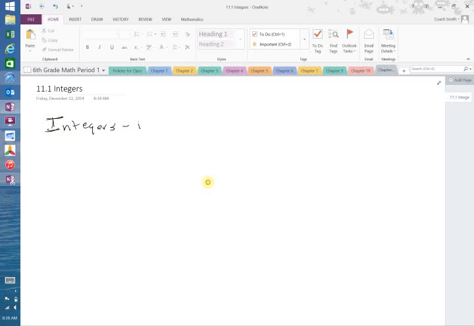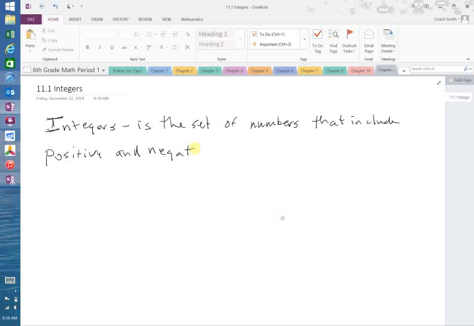Integers is the set of numbers that include positive and negative integers and zero. Okay?